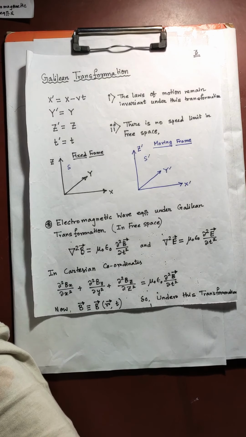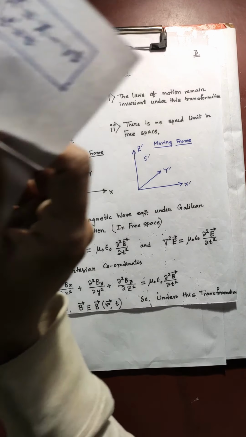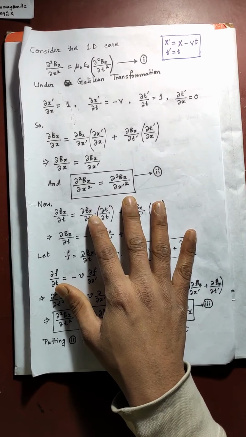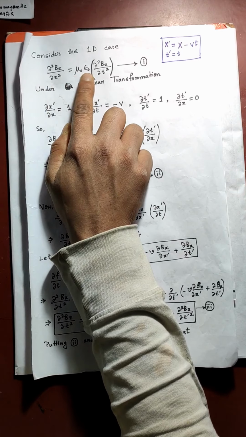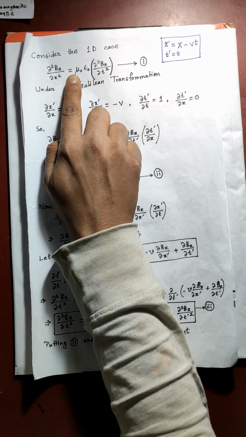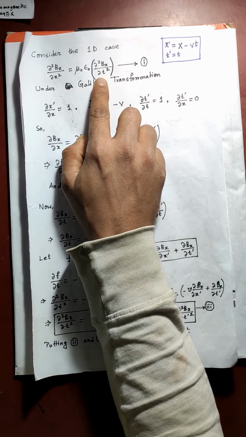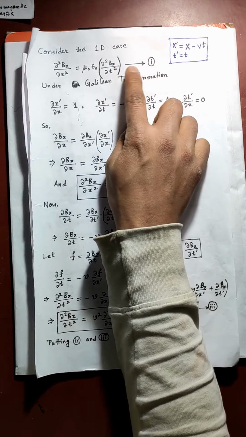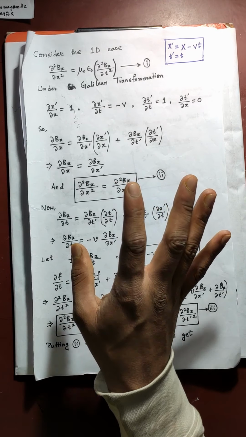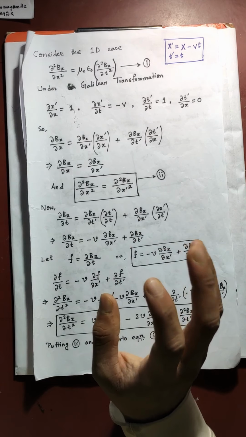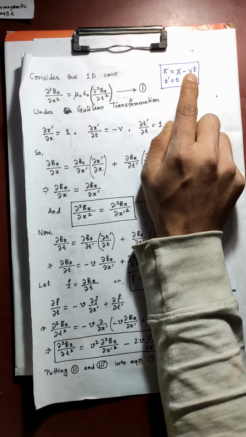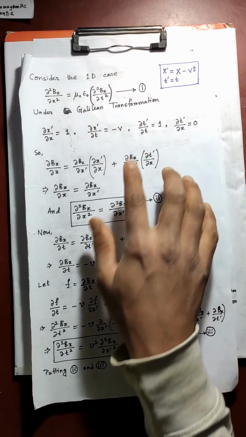So now, for simplicity, I am considering a 1D case. In the 1D case, the wave equation would look like this: del x square Bx equals mu naught epsilon naught del t square Bx. I am writing it as equation 1. So under Galilean transformation, let us see how the wave equation transforms. So x prime is x minus vt and t prime is t.